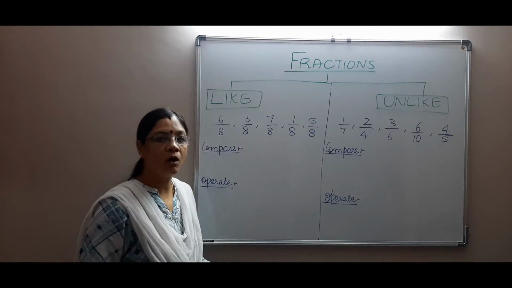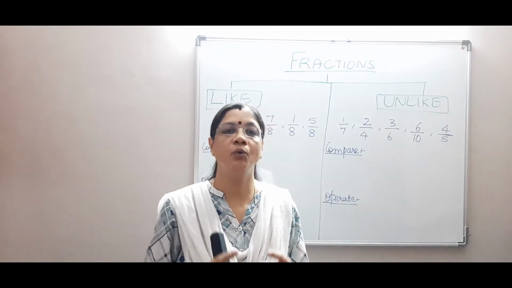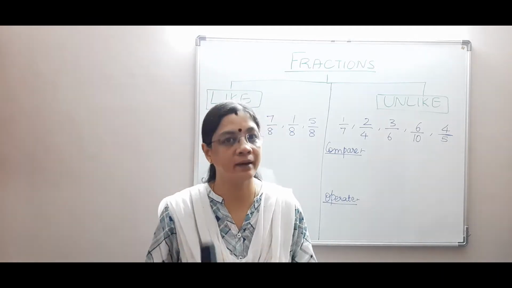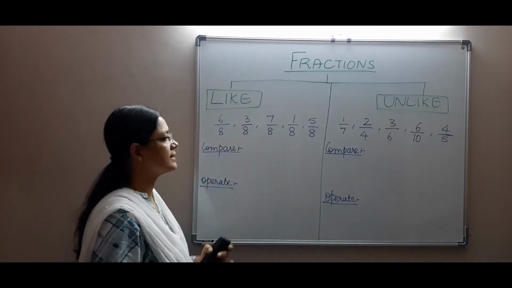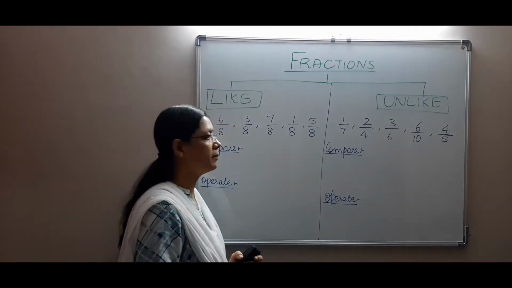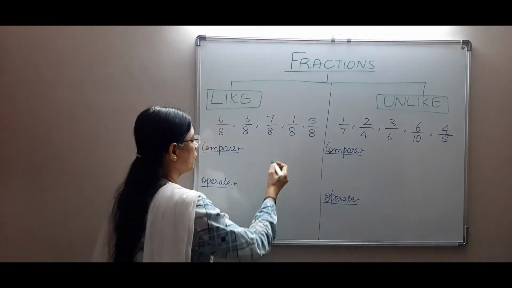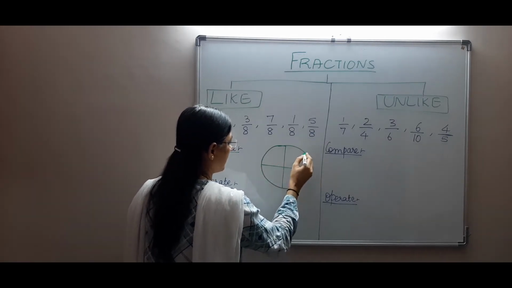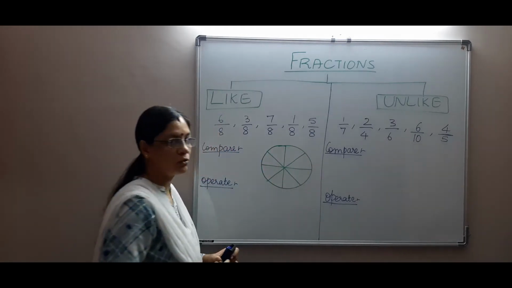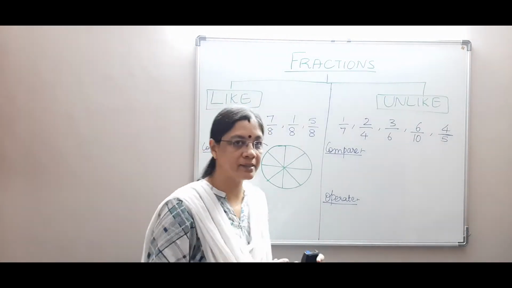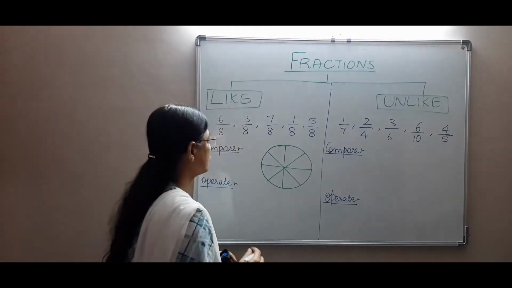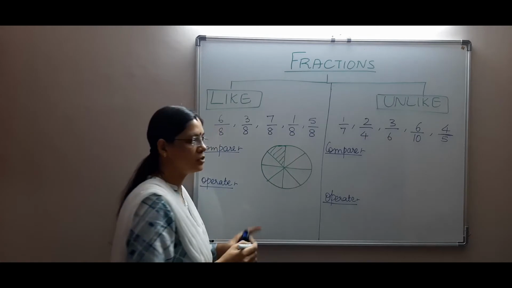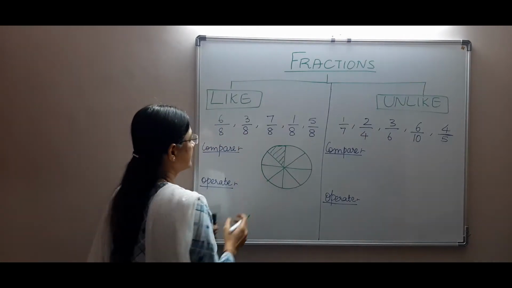Okay, so first, how do we compare like fractions? Whether they are greater, lesser or equal, how do we compare them? See, I have written 6 by 8, 3 by 8, 7 by 8, 1 by 8 and 5 by 8. Obviously we know which is greater and which is lesser, isn't it? See, this is 1 by 2, 1 by 4 and this is 1 by 8. So I have made 8 equal parts of a full circle. If I need to represent 1 by 8, this is 1 by 8.